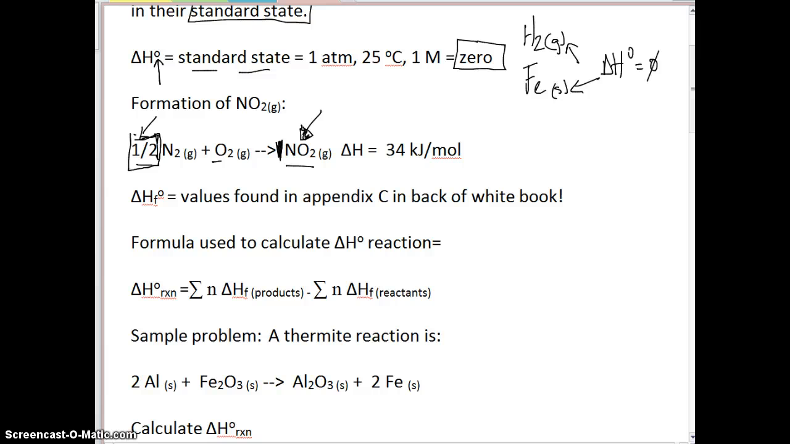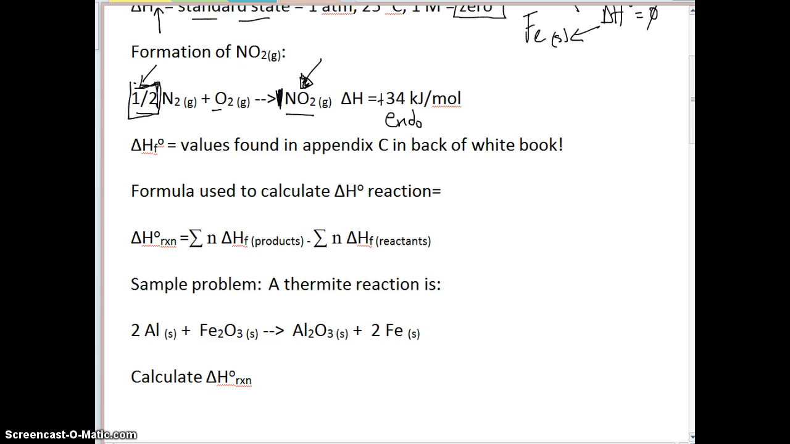The delta H value for this is positive 34 kilojoules per mole. Tells us that this guy is going to be an endothermic reaction. It's going to absorb heat to make this reaction occur. Now, if in any problems we were asked to calculate delta H formation standard state and we don't have these values, like some homework problems we're going to do tonight, we can just look them up in Appendix C in the back of our white book. It's just way at the back. There's a couple different appendices. Look there if you don't have the values given to you.